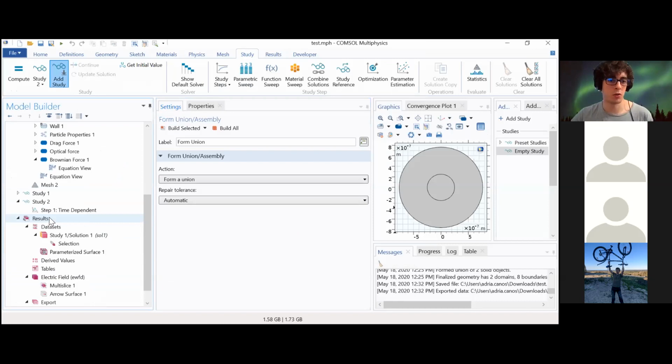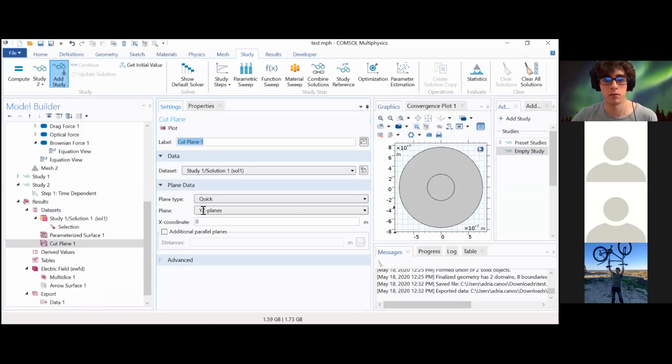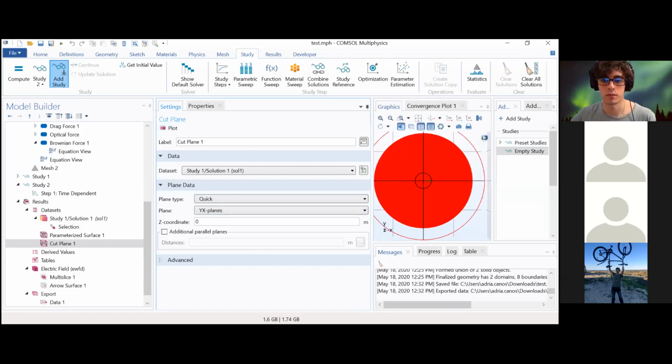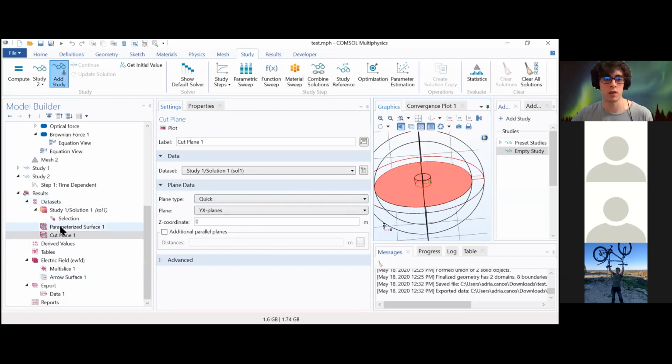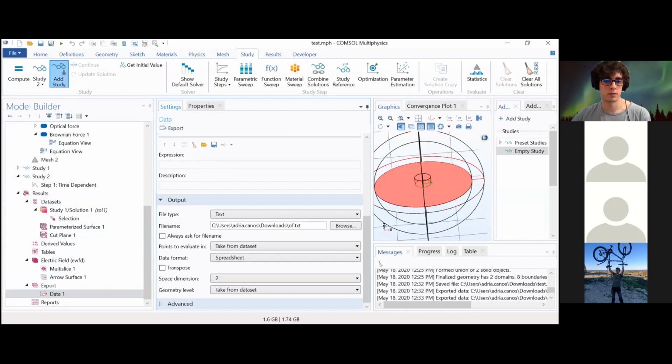One second. So instead of exporting from this parameterized surface, I will just make a cut plane and do it from the XY plane. So from here. And instead, it's better, because otherwise it's taking R and theta as parameters, and we want X and Y. So we do it from here and export the data from this cut plane. And now, if you check your file, you will see that you have X, Y, Fx, and Fy exported.